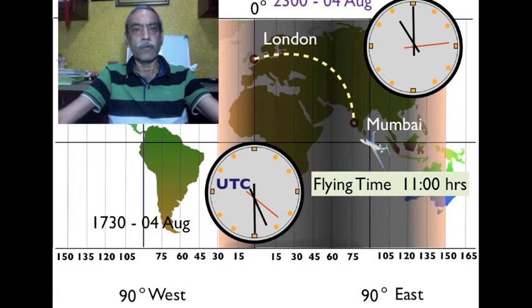on 4th August. It happens that the local time in London is the same as UTC, so we will talk in terms of UTC. So the difference between UTC and Mumbai or Indian Standard Time is 5 hours 30 minutes. So 1730 plus 530 is 2300. So everything is fine. So let's assume the aircraft took off at 2300 hours and lands in London.